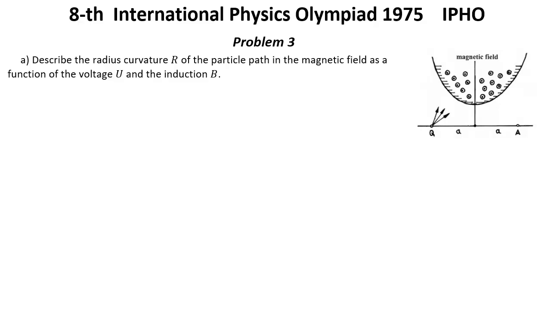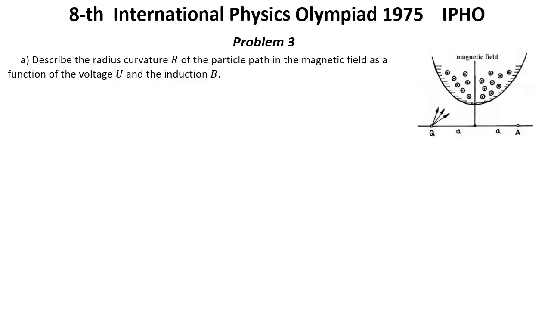Solution for problem number 3. Question A. Describe the radius of curvature R of the particle path in the magnetic field as a function of the voltage U and the induction B.